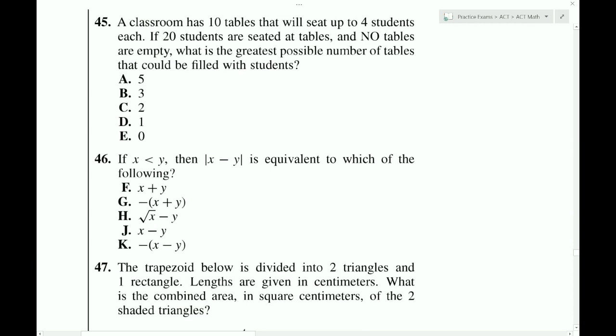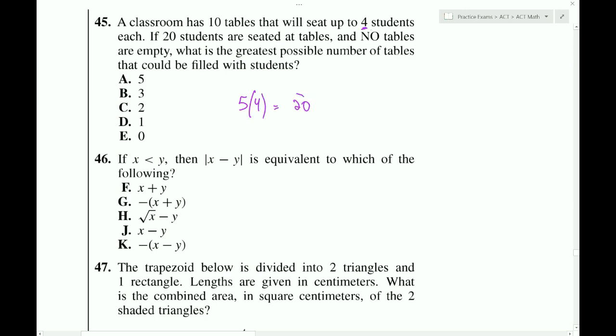A classroom has 10 tables that will seat up to 4 students each. If 20 students are seated at tables and no tables are empty, what is the greatest possible number of tables that can be filled with students? Okay, so let's see. This one it might be easiest to use the answer choices, right? We want the greatest, so whichever greatest answer works, that's what we'll go with. So we may as well try to start at the top with 5. So let's say we have 5 tables that are completely filled with students, right? That would mean 5 times 4 is the capacity of each table, right?